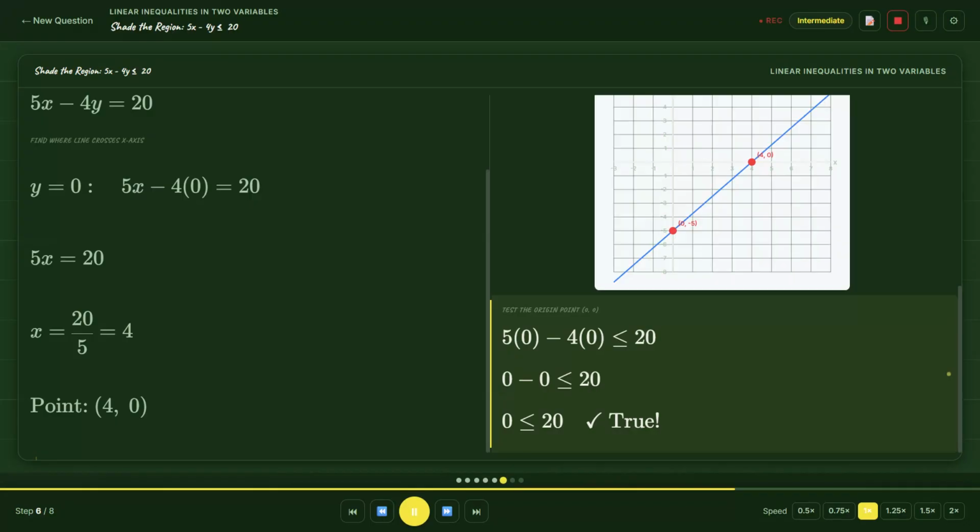Now the big question, which side do we shade? Let's test the point (0, 0), which is the origin. We put in 0 for x and 0 for y. We get 0 minus 0 is less than or equal to 20. That's true. So we shade the side that has the origin.